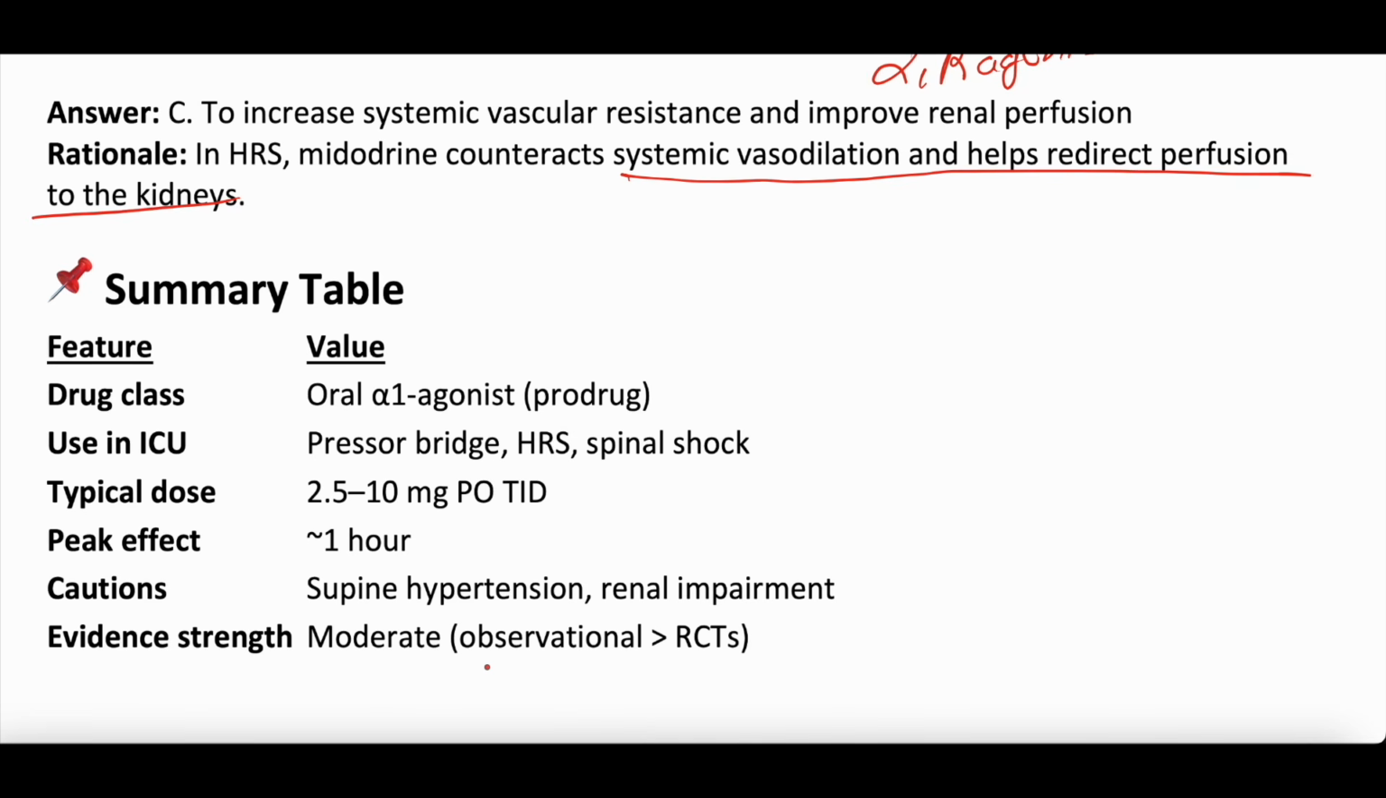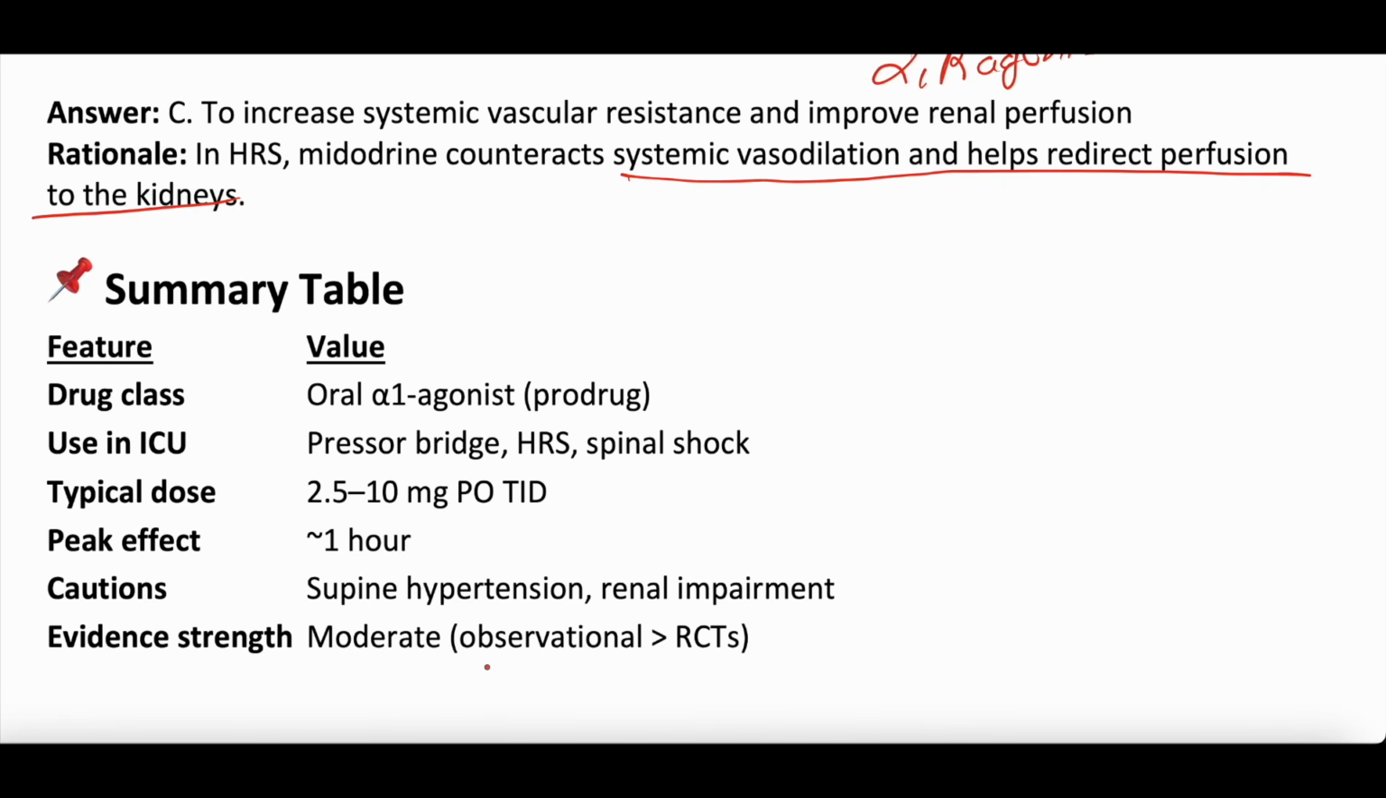It is a prodrug that is converted into its active metabolite in the liver. In the ICU, it is sometimes used as a bridge to get off low-dose stable IV vasopressors. The typical dose is 2.5 to 10 milligrams orally 3 times a day. Some people go up to 20 milligrams orally 3 times a day. The peak effect does not occur for 1 hour, so you got to be patient.